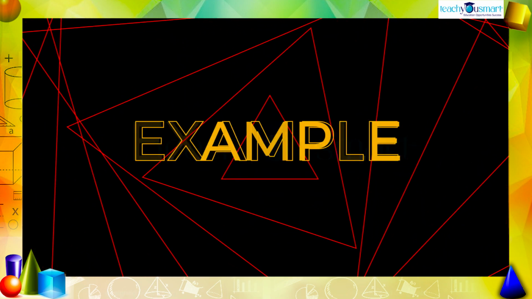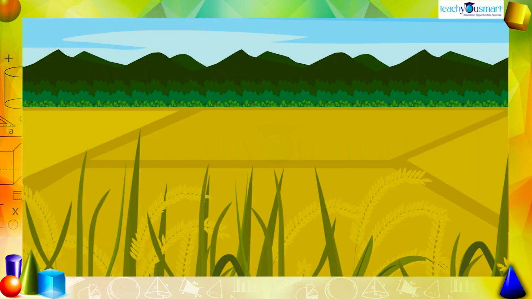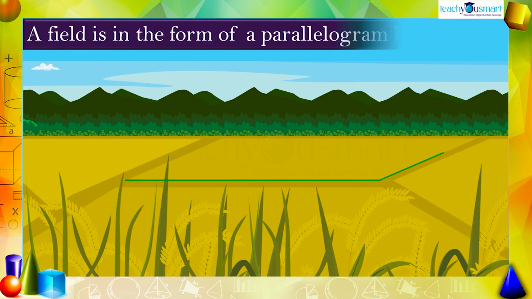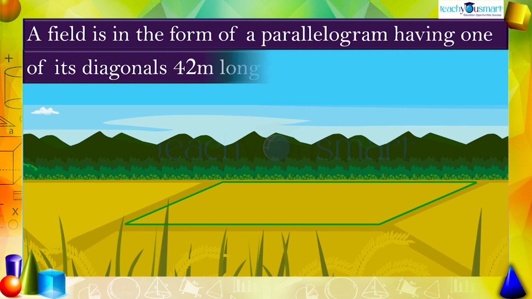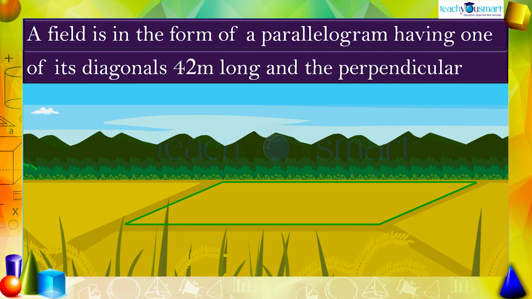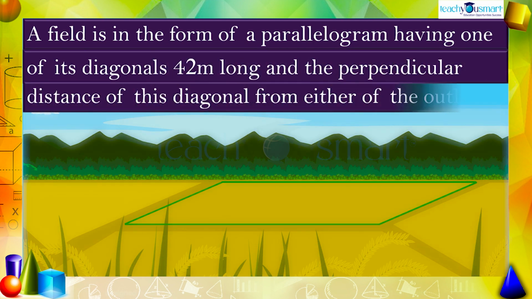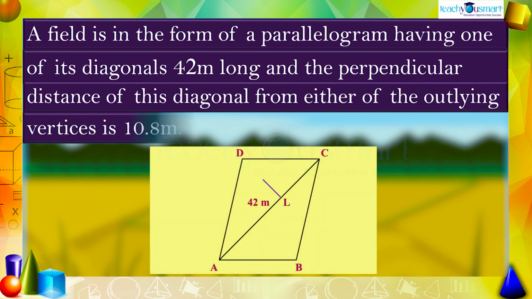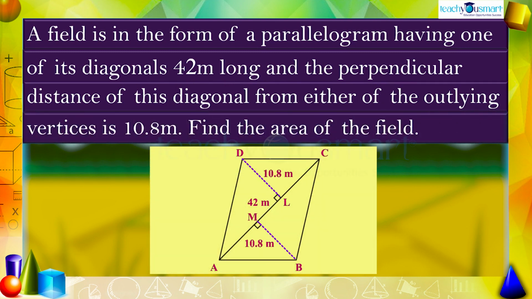Next, we move to another example. A field, in the form of a parallelogram, has one of its diagonals 42 meters long, and the perpendicular distance of this diagonal from either of the outlying vertices is 10.8 meters. Find the area of the field.